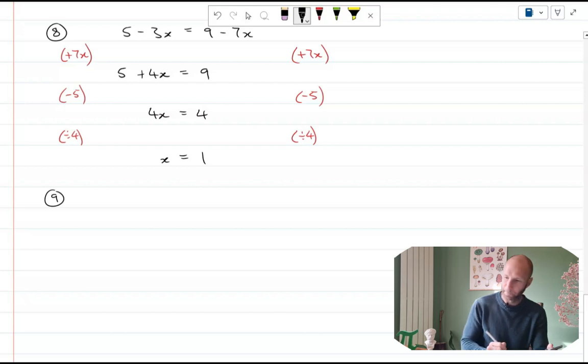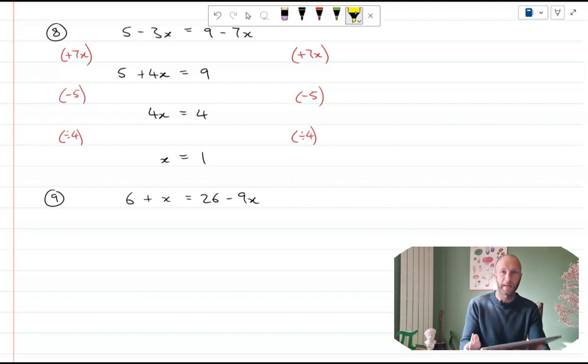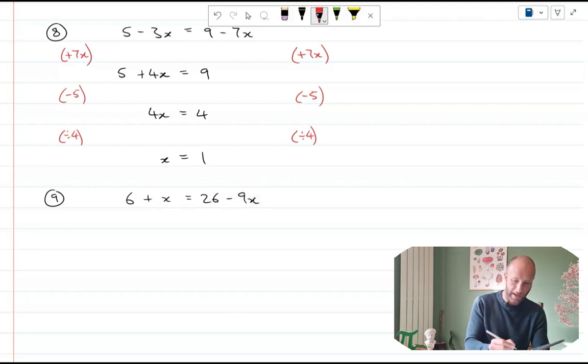Number 9. 6 plus x equals 26 minus 9x. Again, think carefully about what will happen. If I choose to remove the positive x by subtracting x from both sides, this will stay negative, the minus 9x. So I'm better off here adding 9x to both sides to cancel that minus 9x.